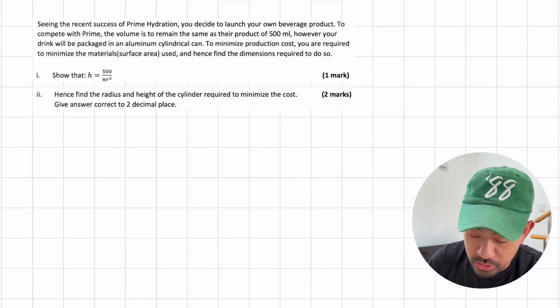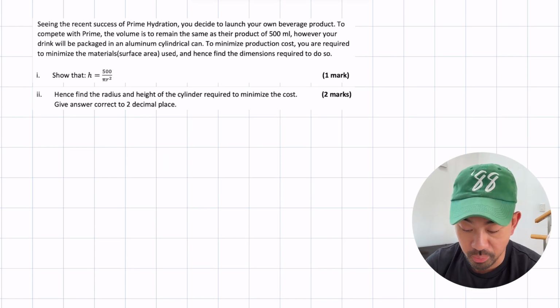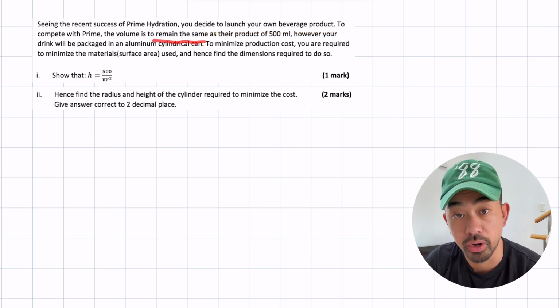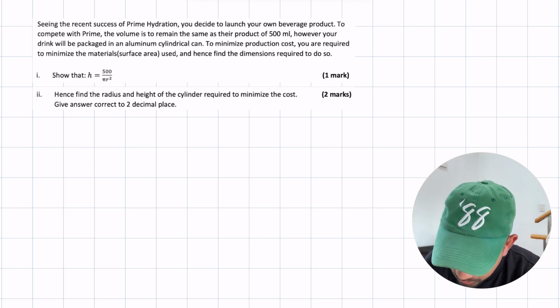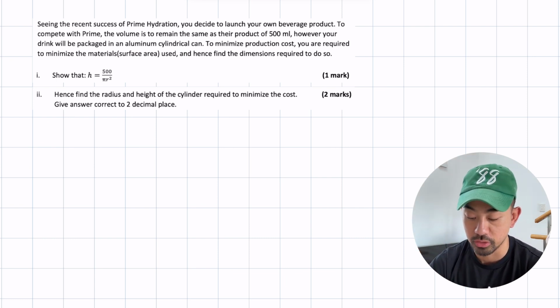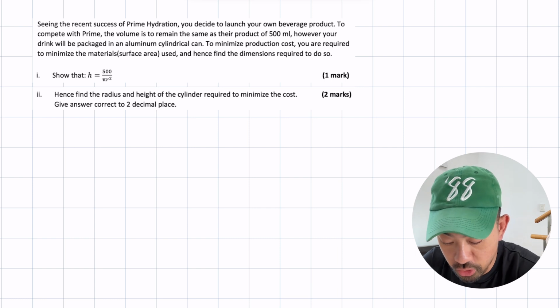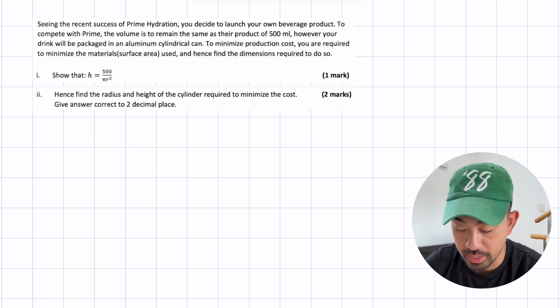Okay, so this first question says, seeing the recent success of Prime Hydration, you decide to launch your own beverage product. To compete with Prime, the volume is to remain the same as the product, 500 milliliters. However, your drink will be packaged in an aluminium cylindrical can. To minimize the production cost, you are required to minimize the materials and hence find the dimensions required to do so. So question I says, show that the height is 500 over pi r squared.